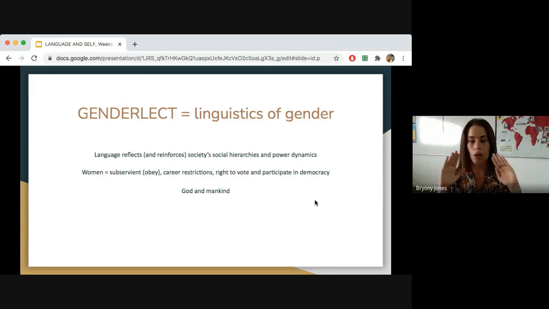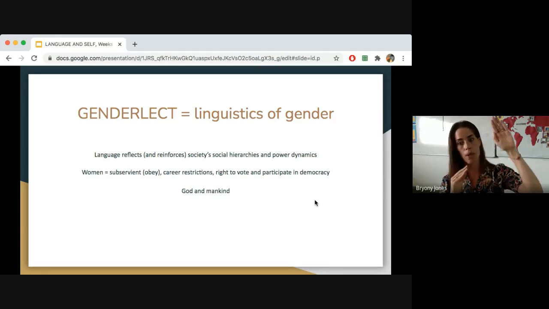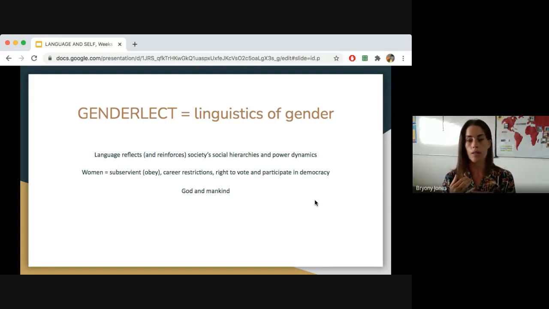So stereotypically, women have been considered, over the centuries, and it is changing, but typically we have been considered more subservient. And you know this word subservient? Subservient, it's like a servant, to be lower than, to obey something more dominant, which is a man. We've had certain career restrictions, right? If you look at the Supreme Court, if you look at any position of political power, 9 times out of 10, there's a man there.